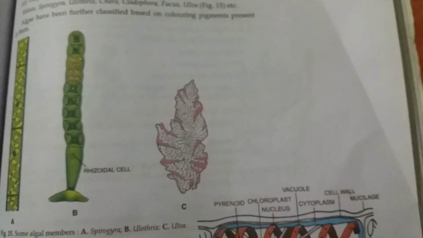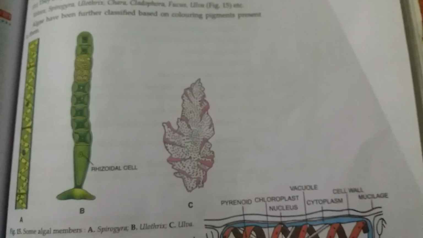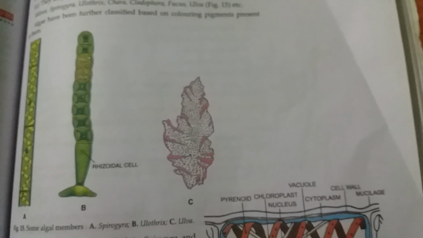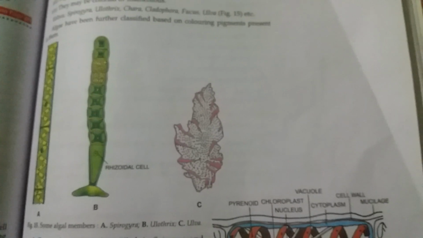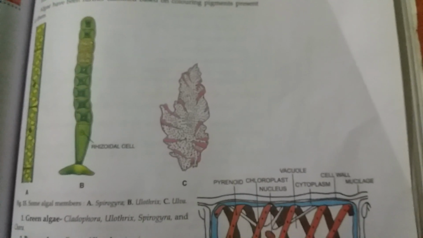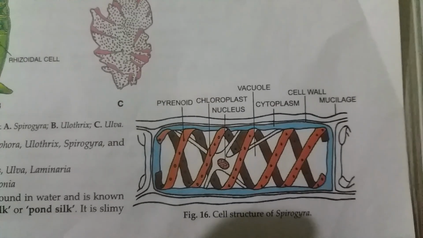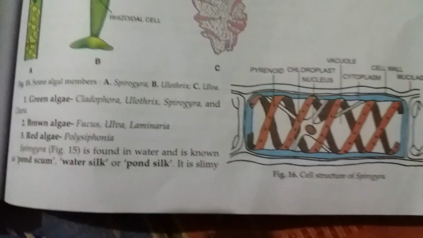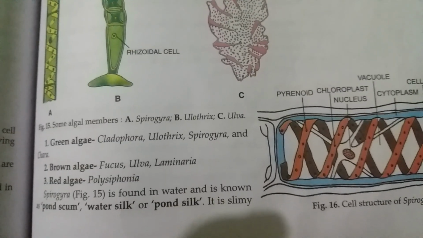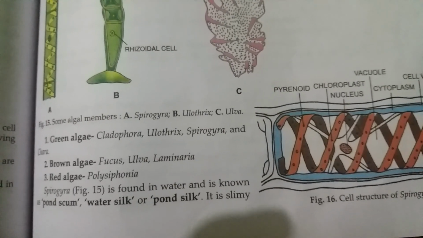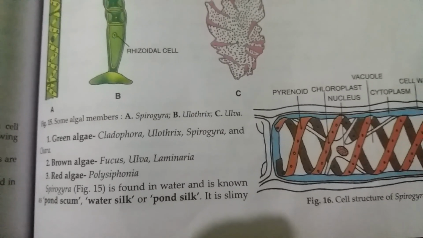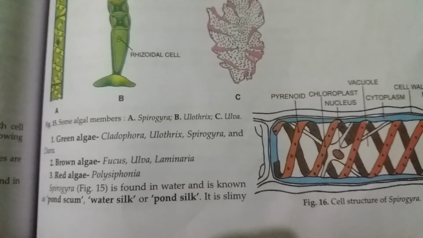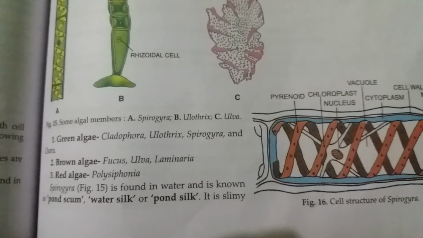These are the diagrams of algae: Spirogyra, Ulothrix, Volvox. You can draw any one diagram of algae. Here is the cell structure of Spirogyra, and here are the types of algae: green algae, brown algae, red algae. Spirogyra is an alga which is also known as water silk or pond scum.